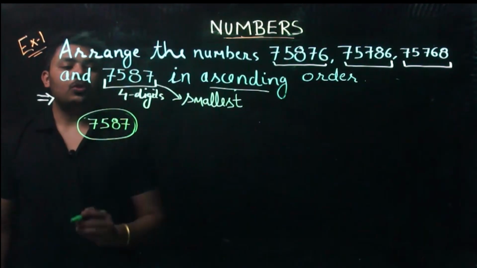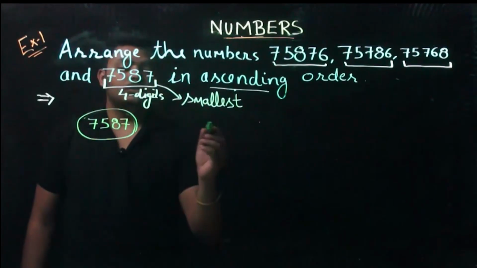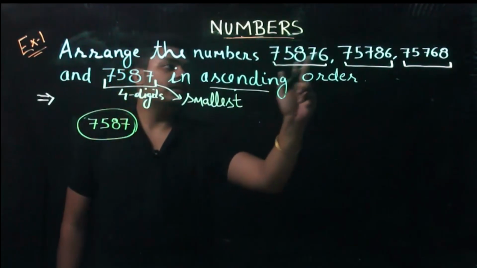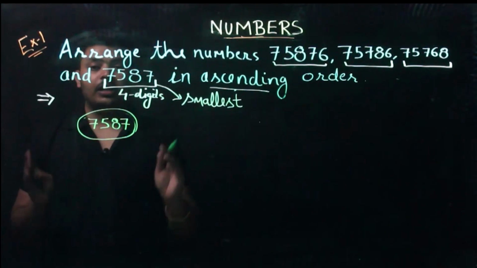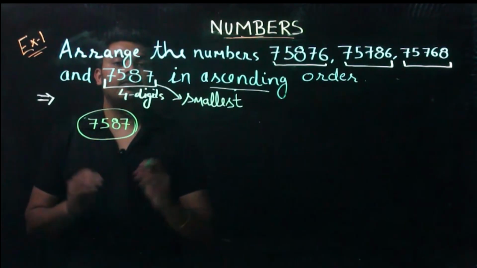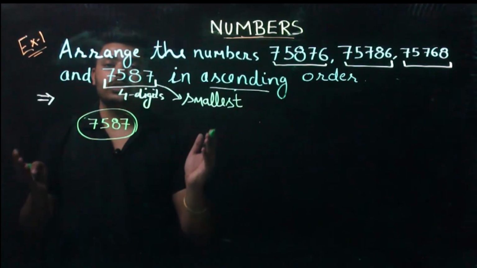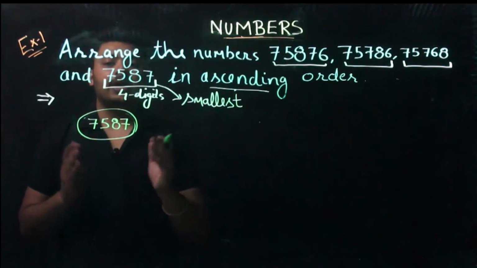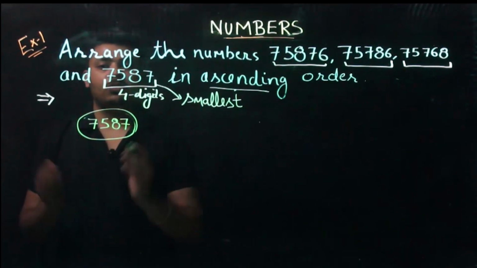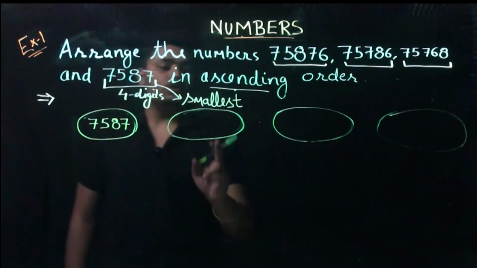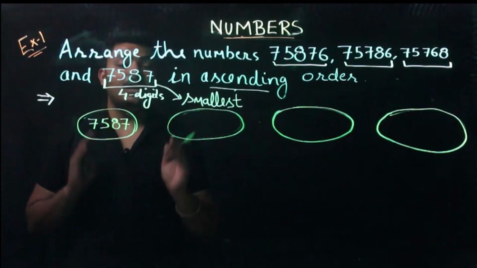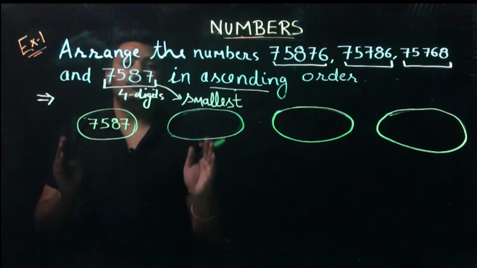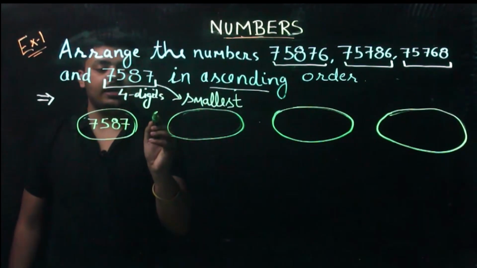So this will be our first number. Now we have to compare only these 3 numbers having equal number of digits. As I already told you, when the number of digits are equal, we compare the numbers using the place value chart by comparing the highest place value column. So the 3 numbers are to be placed in the given circles, and while arranging in ascending order, we have to place the equality sign that is less than.